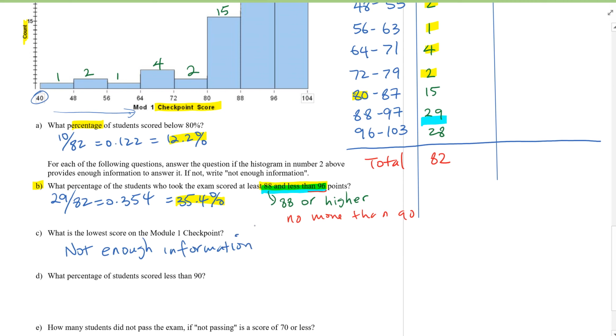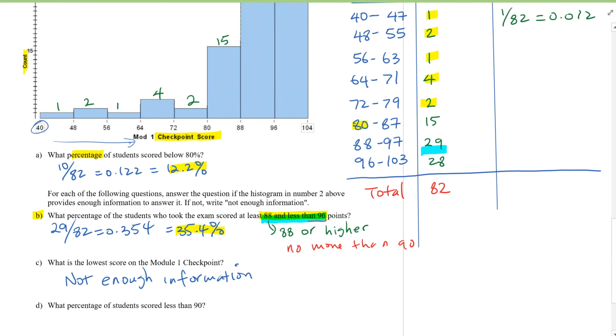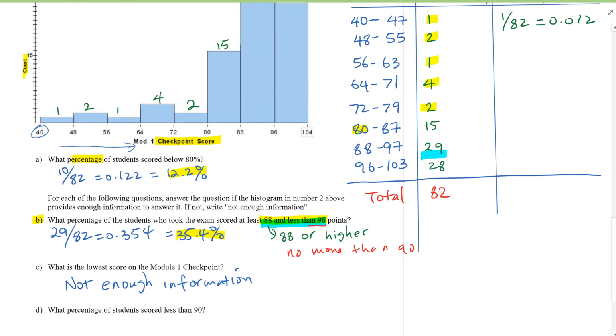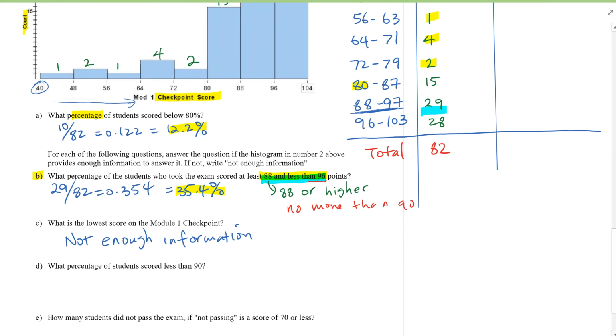Okay. What percentage of students score less than 90? Again, for less than 90, I can check my table here. I know I have students between 88 and 87. I have students who scored less than 88, but I don't know about less than 90 because there's no exact number that I know. I do not know how many students score in the second to last class, 88 to 97 here. I don't know the exact breakdown of how many score more than 90 and less than 90 in this group here. So therefore, there's not enough information to answer this question.